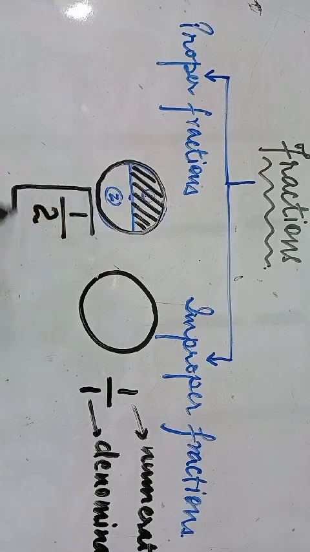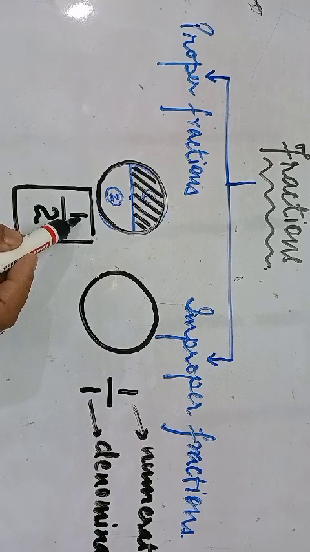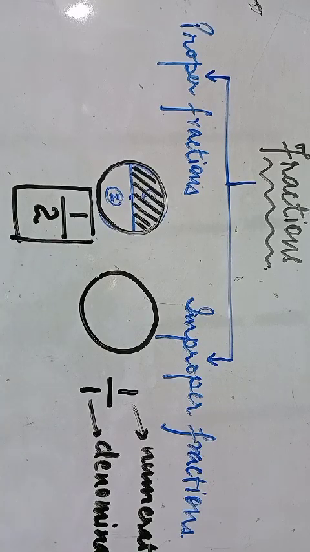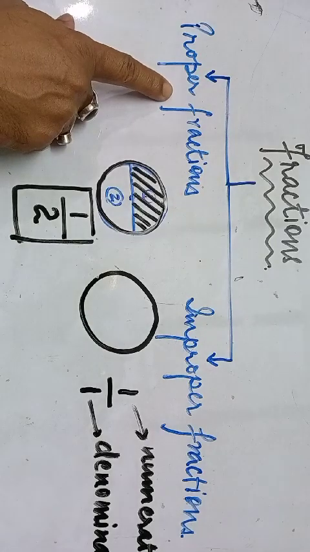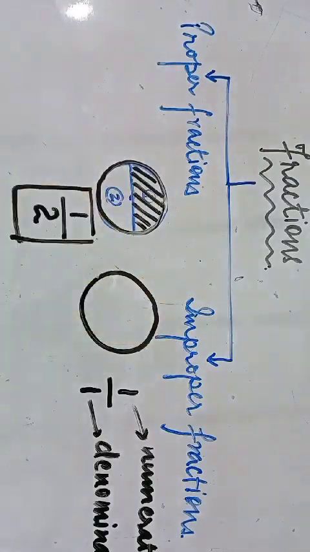So what is this indicating, 1 by 2? This is a number which is indicating how many parts of that particular whole thing we have picked up. So we have picked up one out of the two parts. This is how we understand fractions. Now coming to what I wanted to discuss here in terms of the proper fractions and the improper fractions.